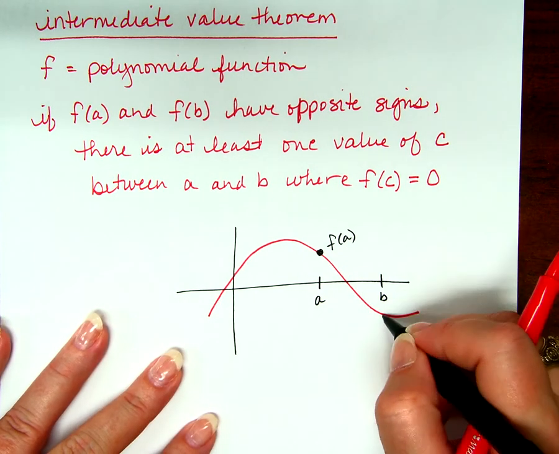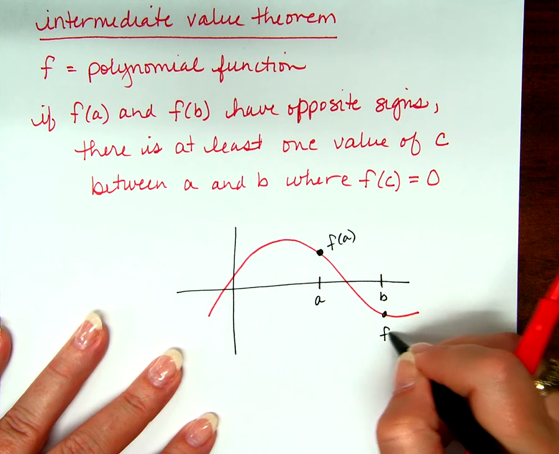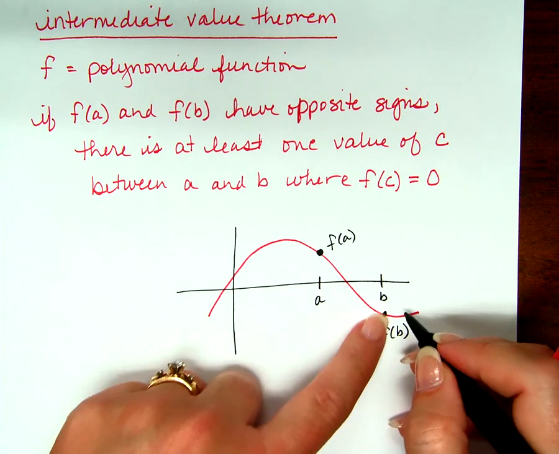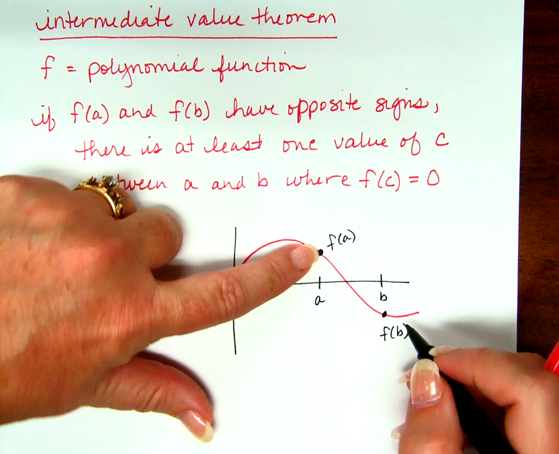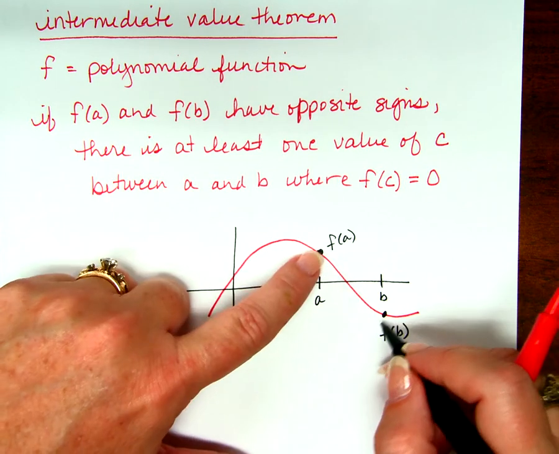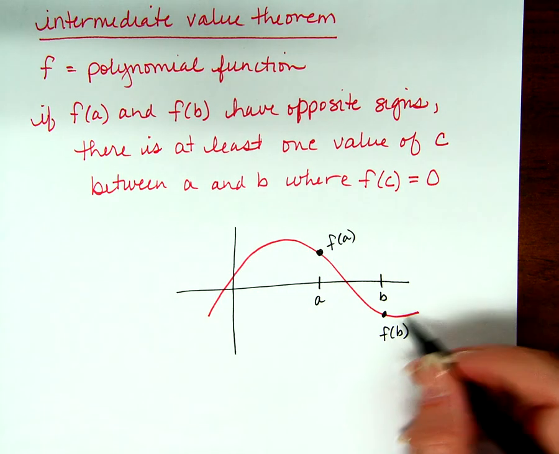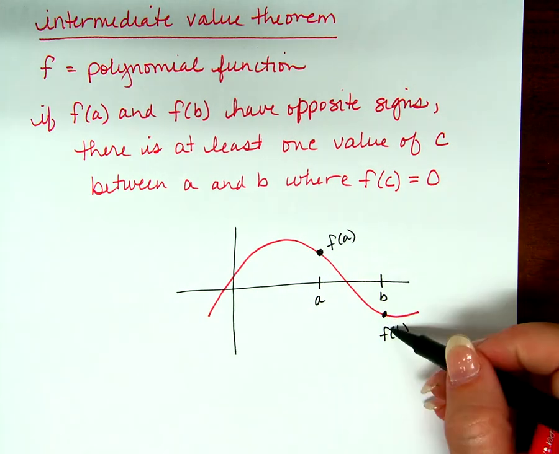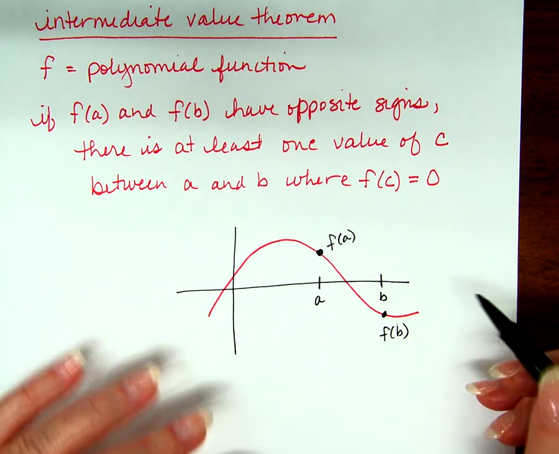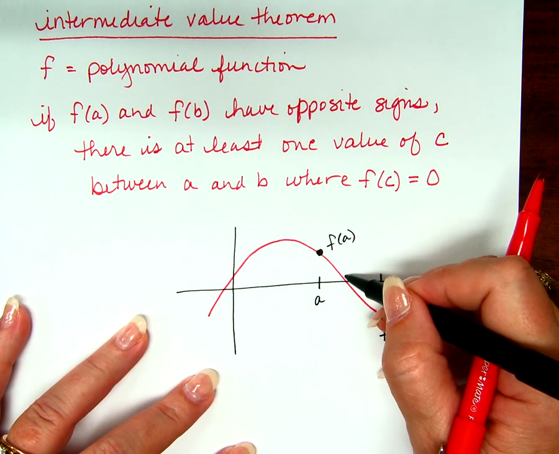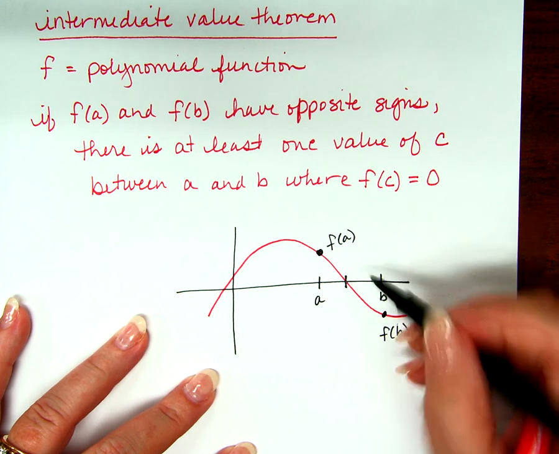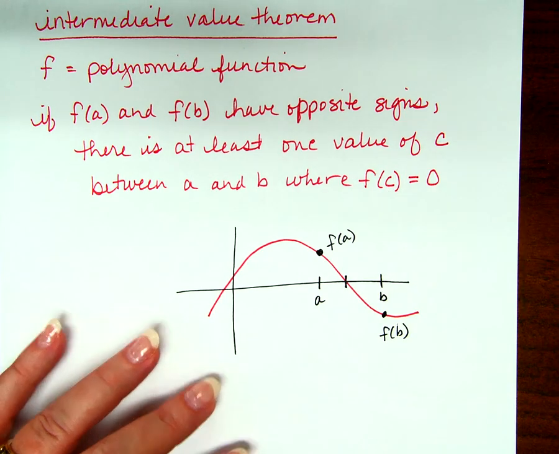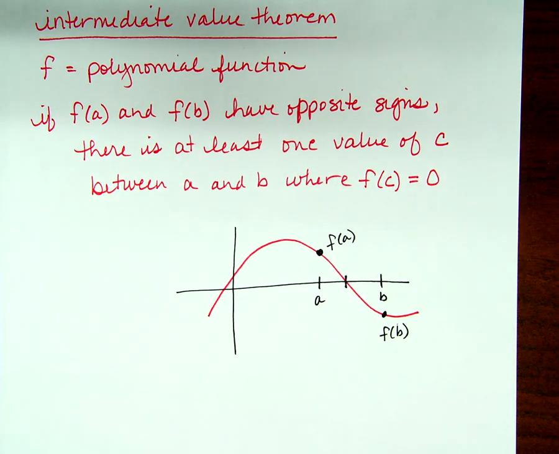And see, if this is b, right down here would be f of b. Do you see how the value of f of b is negative? This is above the axis, this is below the axis. So do you see how they have opposite signs? If f of a and f of b have opposite signs, there's at least one value of c right here where f of c is 0. Does that make sense to you?